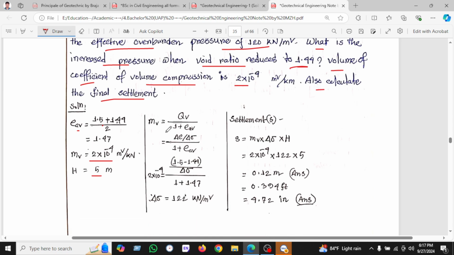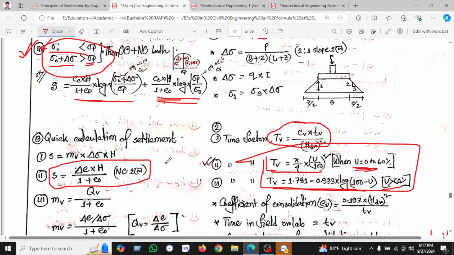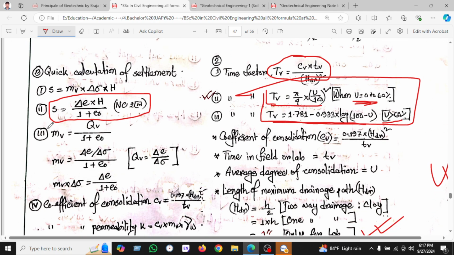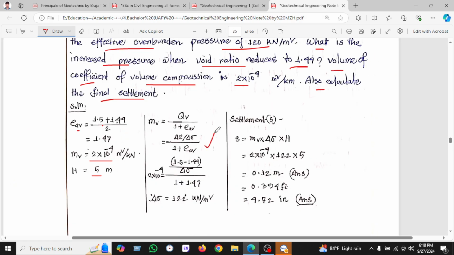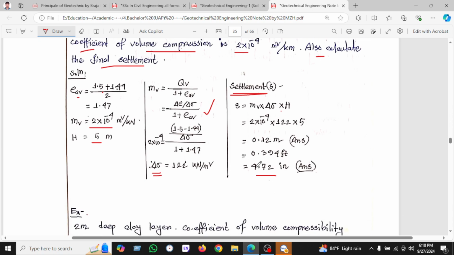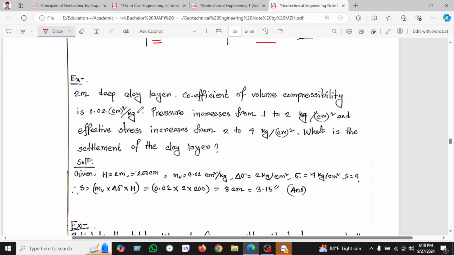Mv, we know the Mv formula. If we go to this slide, the formula sheet has the Mv formula given here, Mv equal to a over 1 plus e naught. So we used this formula and found delta sigma 122 kilonewton per meter squared. Then we used the final settlement equal to Mv delta sigma into H, and found 4.72 inches of settlement.